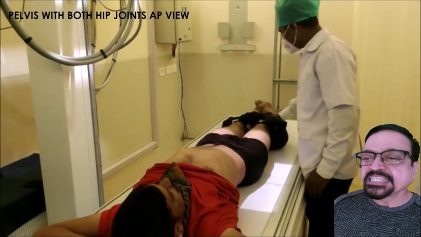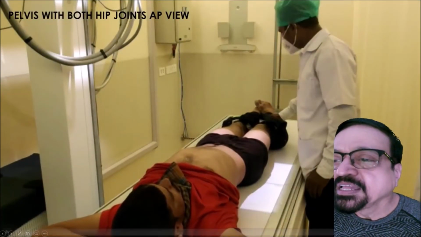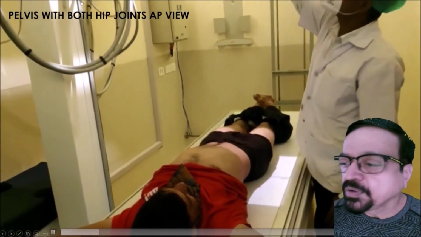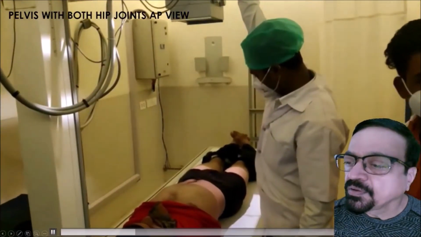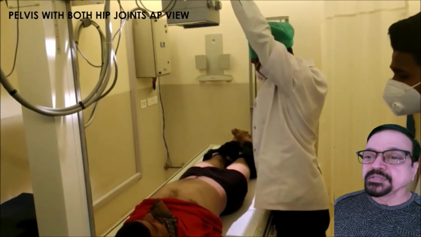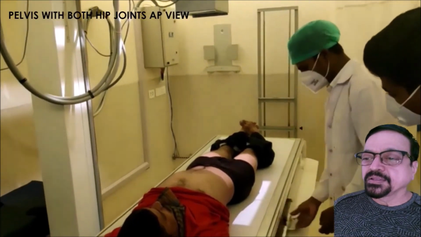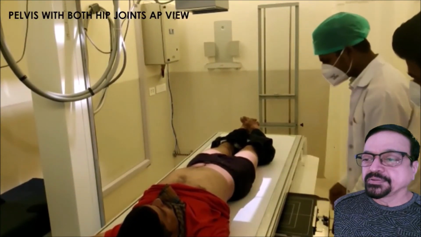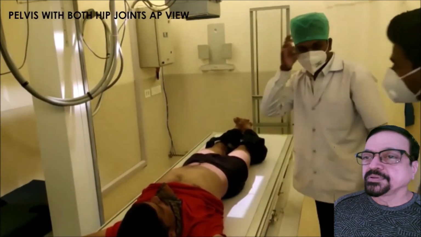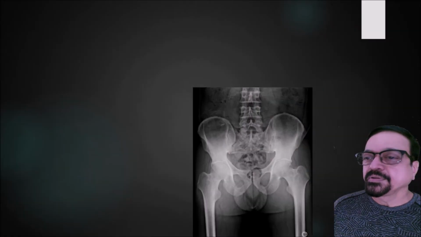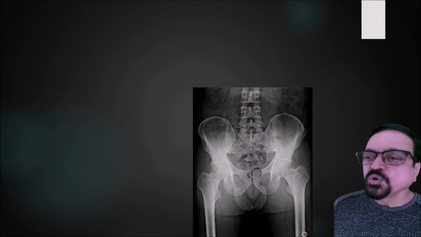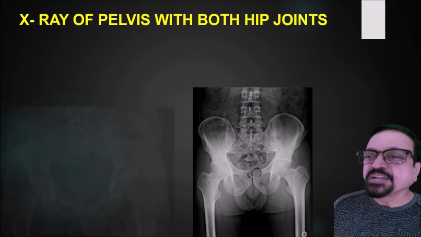Now this is another X-ray demonstrating the same thing, how a pelvis with both hips is taken. You are taking good internal rotation. See how it is seen. You can see the SI joint, hip joints, and all the anatomical structures that we described just now.